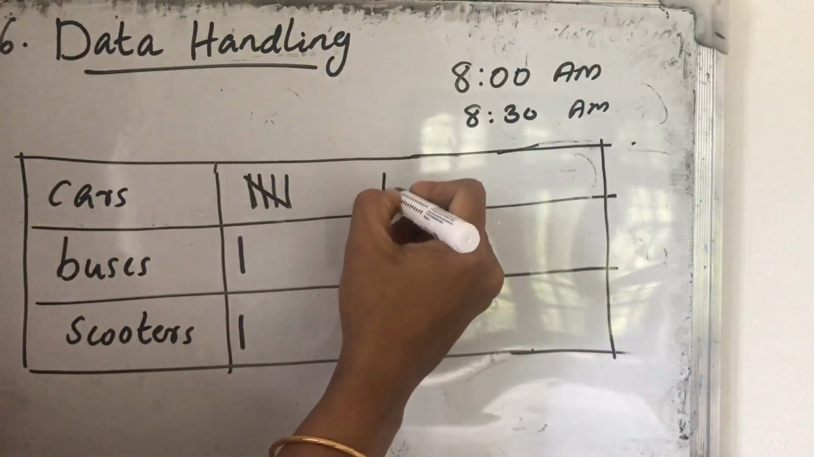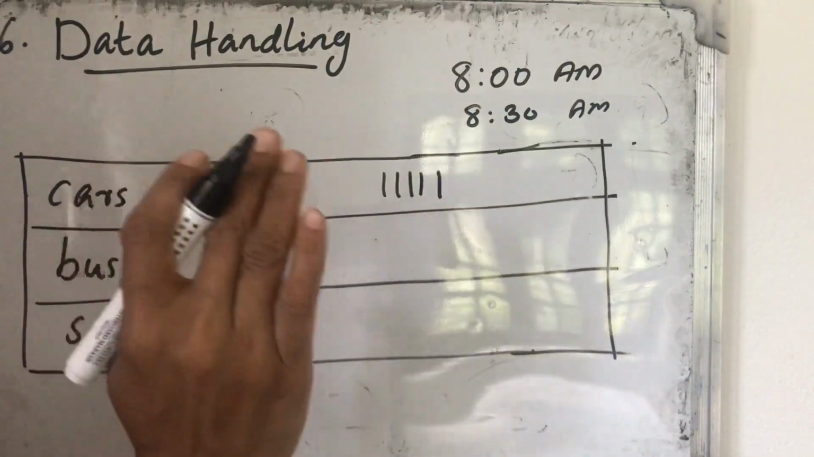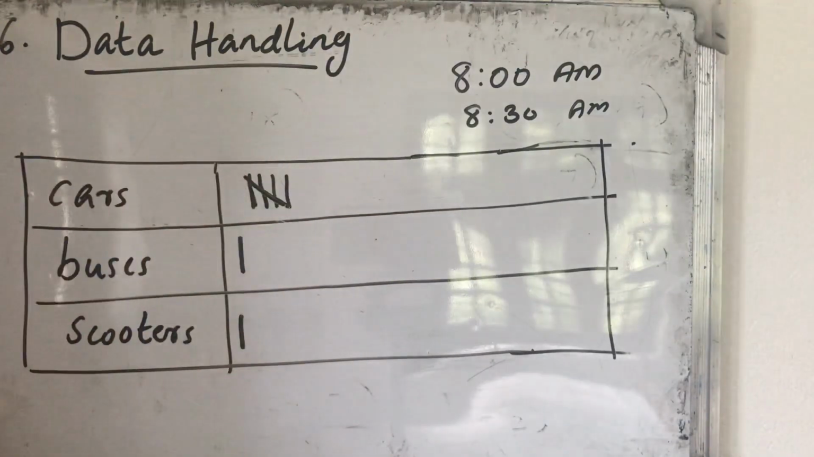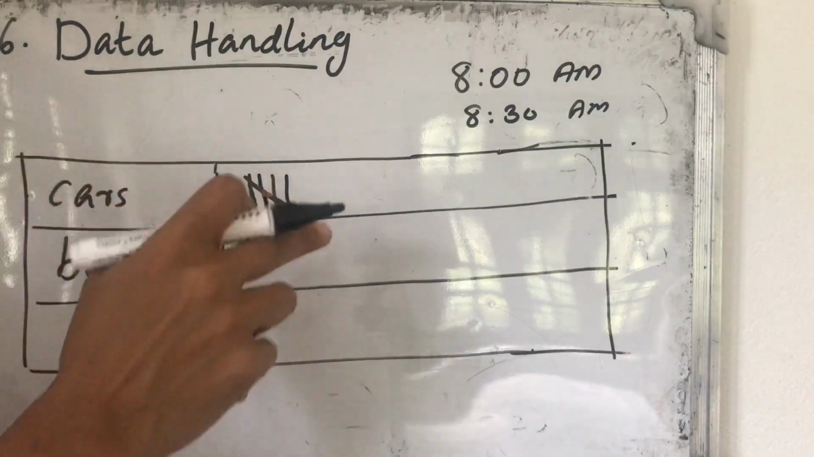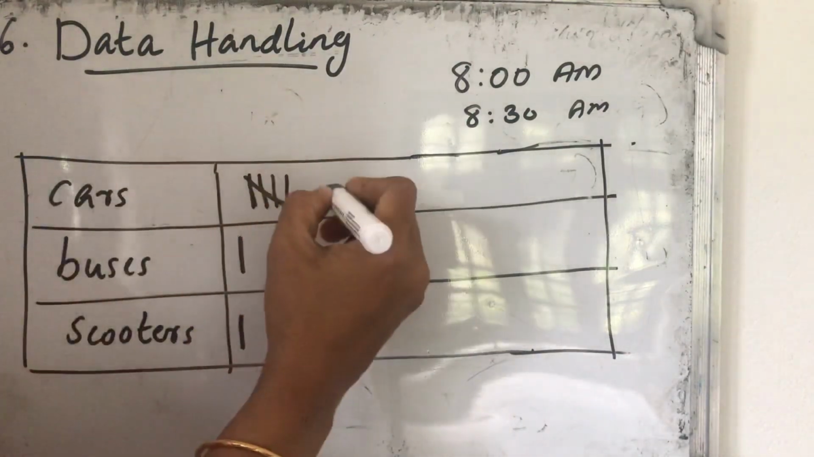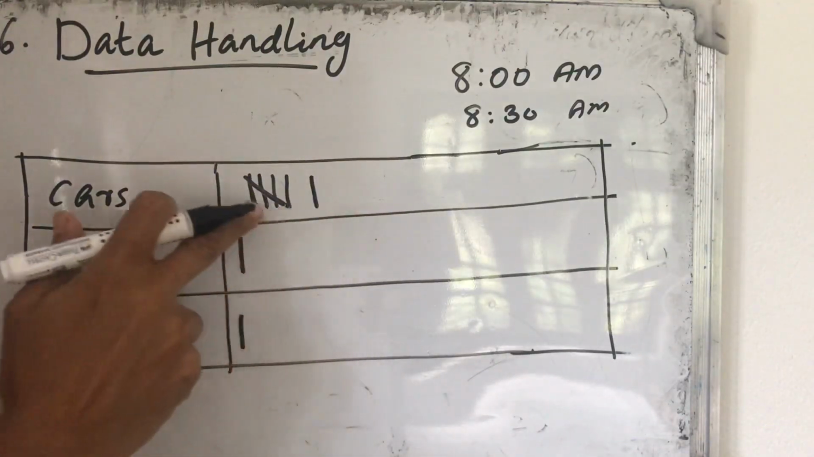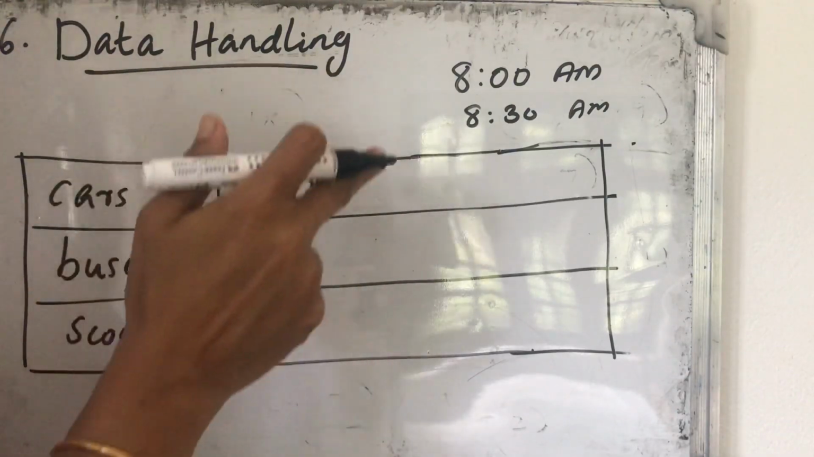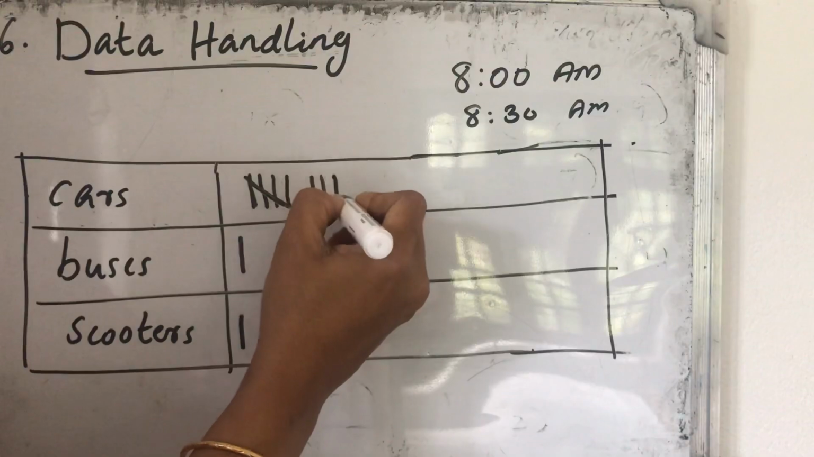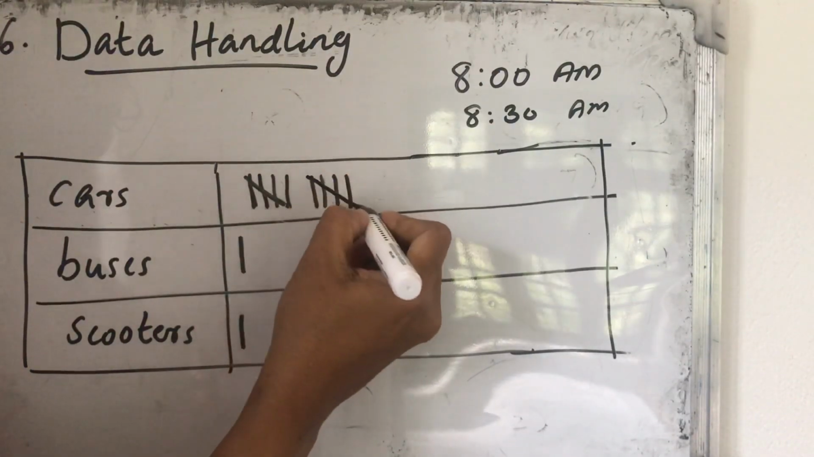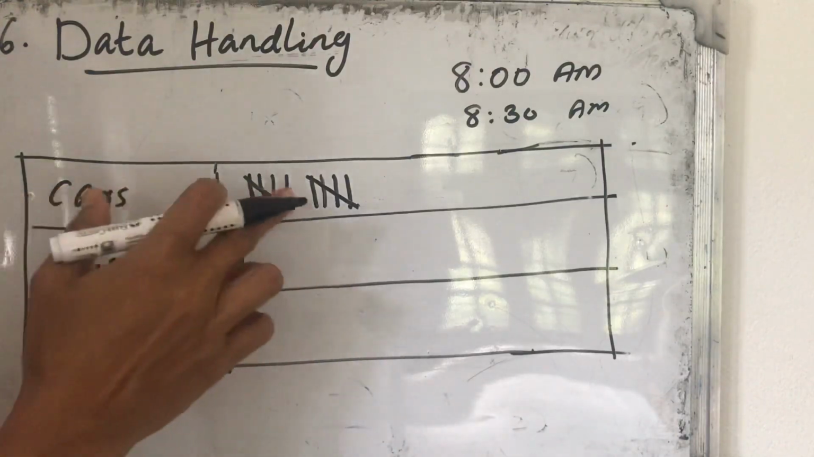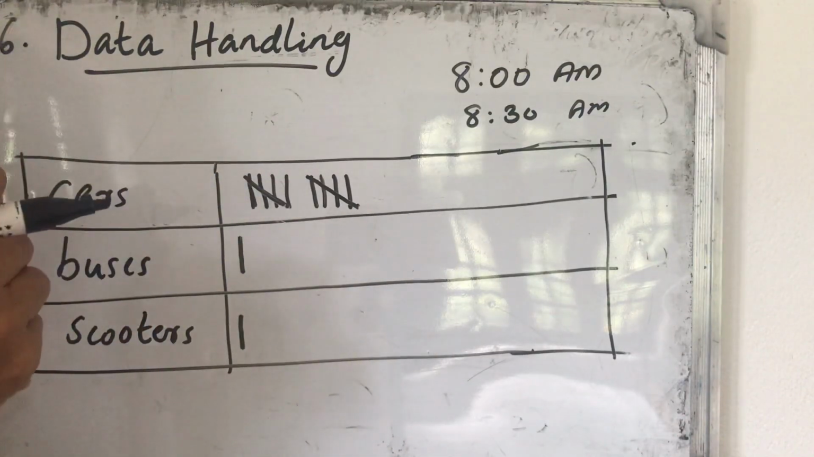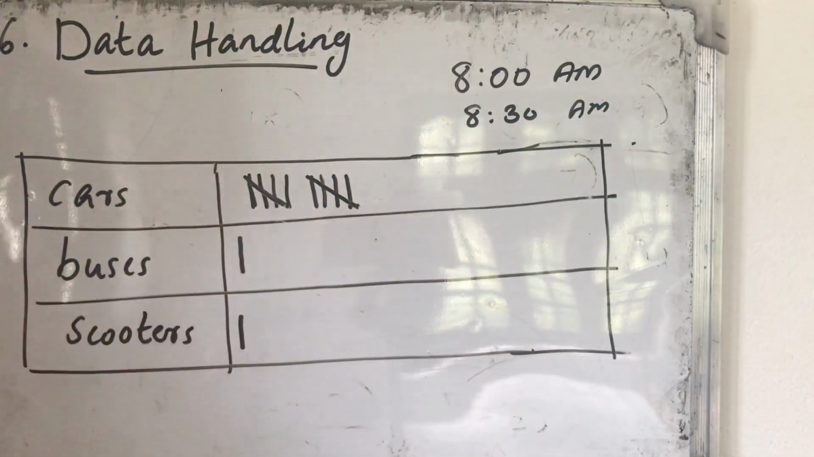Not in that way, like 1, 2, 3, 4, 5. If the fifth vehicle of the same kind passes, then the fifth mark you draw crossing those 4 strikes. Now this is a group of 5. For the next car you mark the next group: 1, 2, 3, 4, and fifth again another strike. Now how many cars passed through that way up to 8:30? Now 10 cars passed through that way.